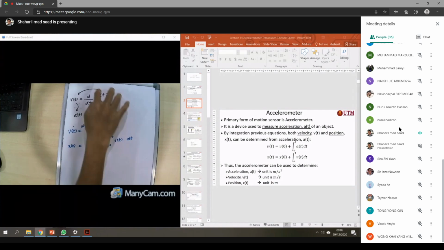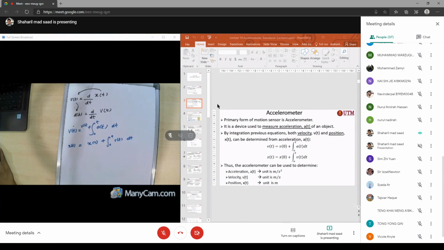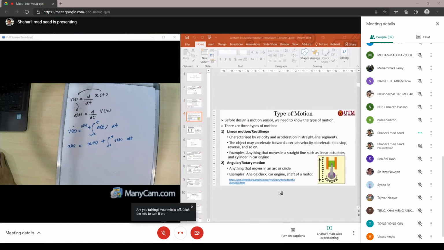When we differentiate, we get the acceleration. When we integrate, we get the displacement again. But the most important thing is the unit. The acceleration is meter per second squared, the velocity is meter per second, and the displacement, or position, is the meter.